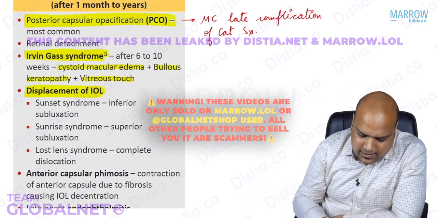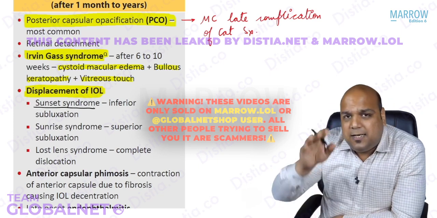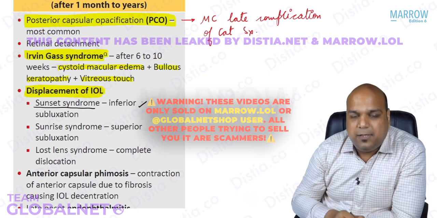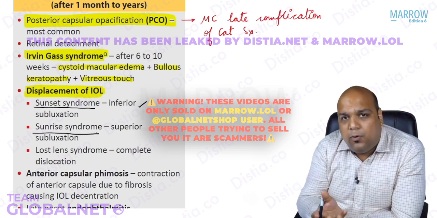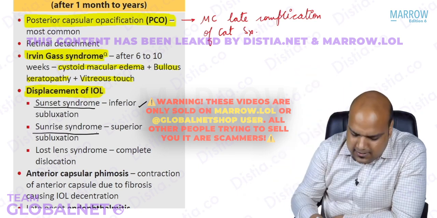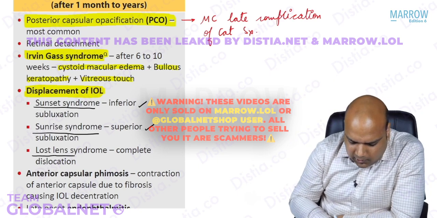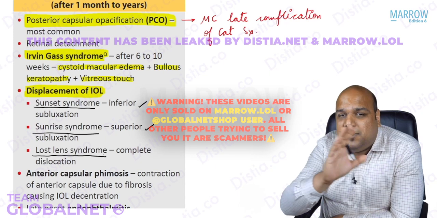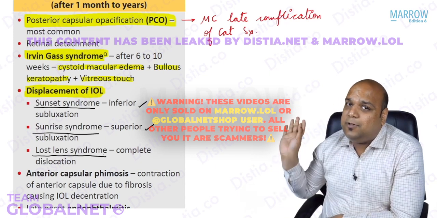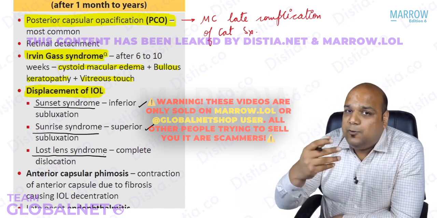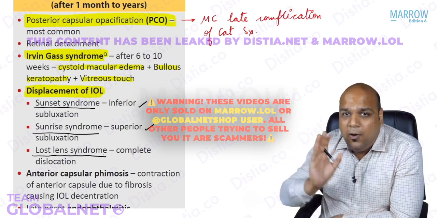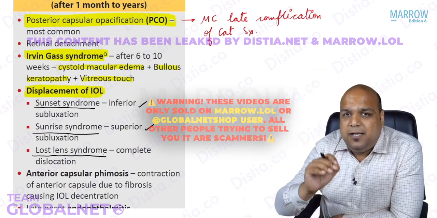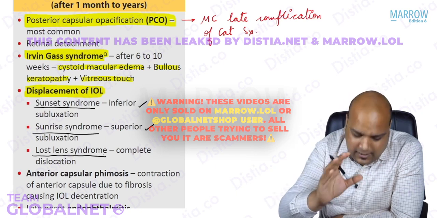So let's see, everybody. Sunset syndrome. Sunset means it must be going down, looking like the sun is setting. Inferior subluxation. Sunrise syndrome, it is going up, everybody. Superior subluxation. Or lost lens syndrome, where from the pupillary area there is no lens visible. The lens has either gone posteriorly into the vitreous. There was PCR, you could not detect it and it has fallen down, or it has gone up or down too much, everybody. No part of it is visible in the pupillary area.